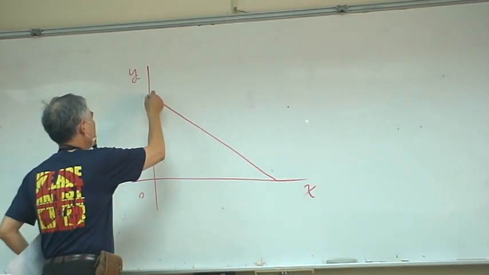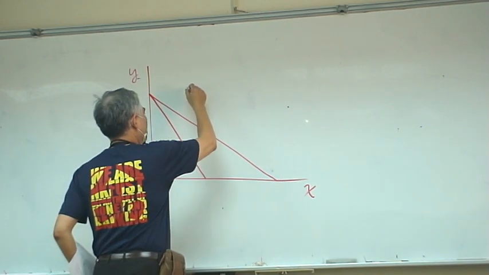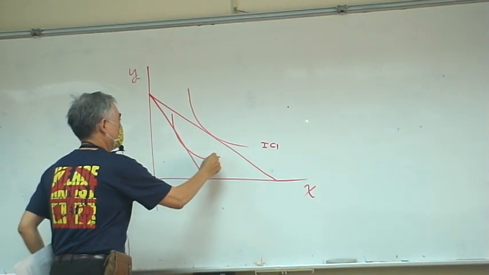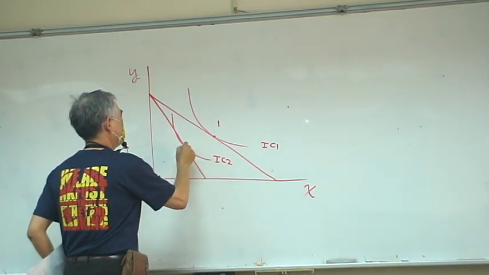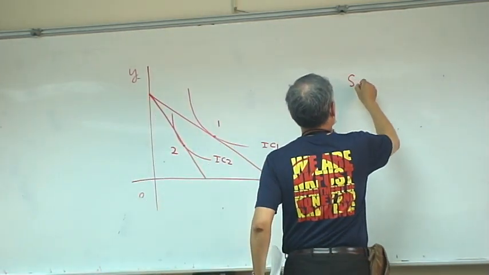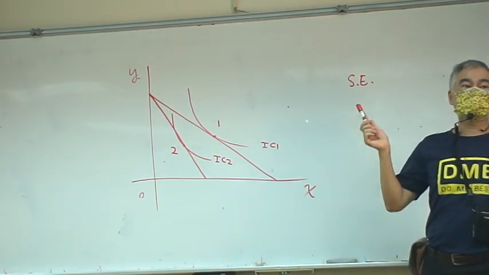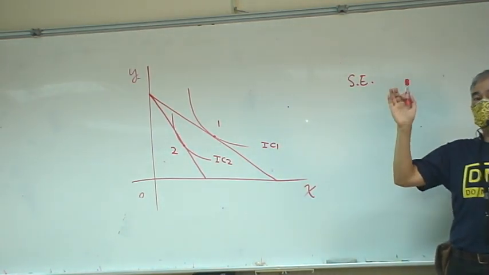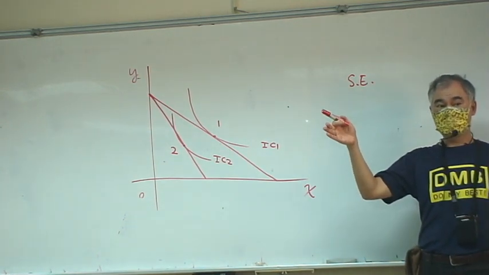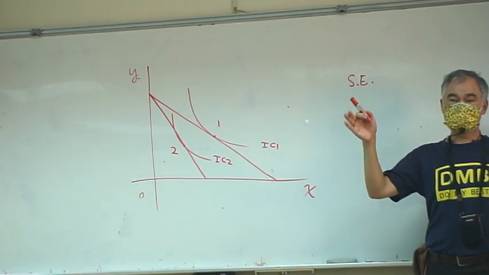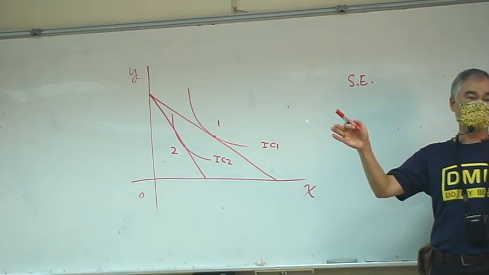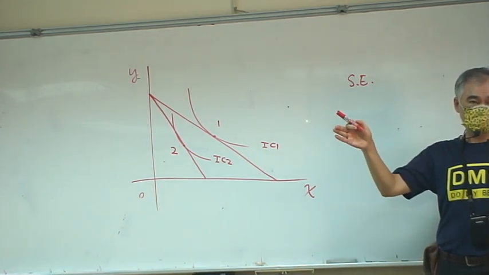So here, let us say we have intersection here, IC1, and here intersection IC2. So here is point 1 and here is point 2. Okay, so substitution effect. The price has to be different. For substitution effect, price has to change, but income remains the same. And we stick to Hicks' idea of the same income as the same satisfaction level. So that is at the same indifference curve.